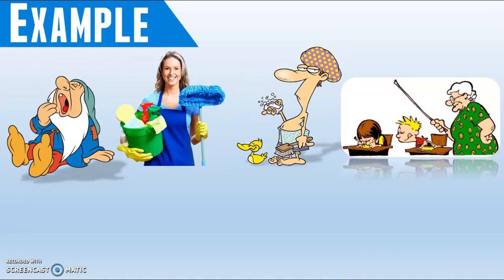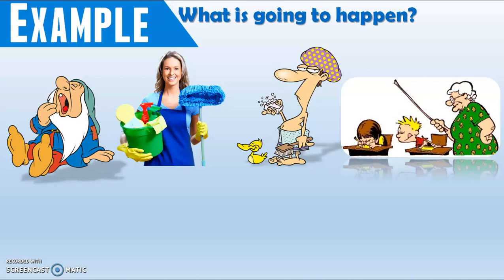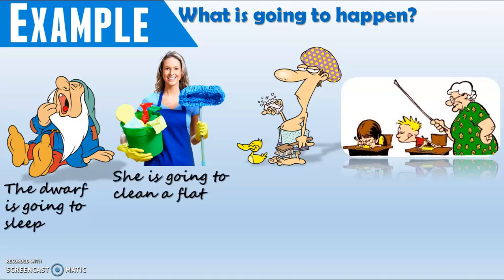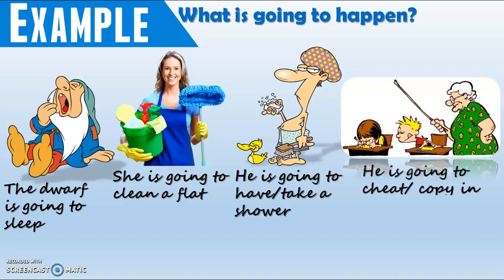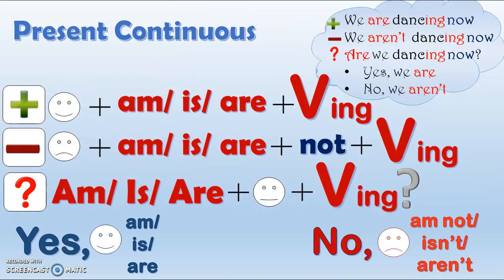Let us see what is happening to these people in the pictures. What is going to happen? So let us predict. What are they going to do? The dwarf is going to sleep. She's going to clean a flat. He's going to have a shower. And he's going to copy in his English test.